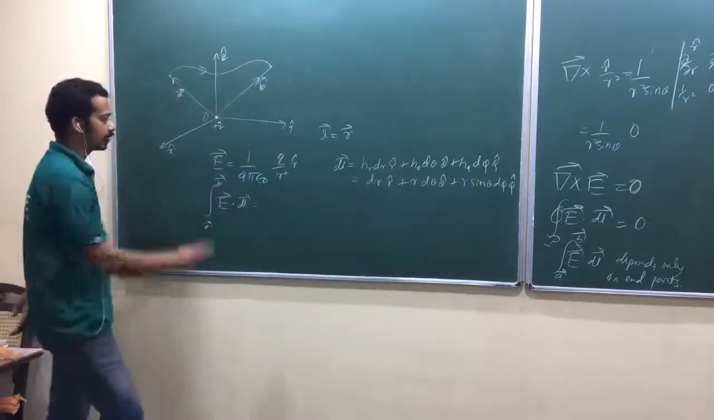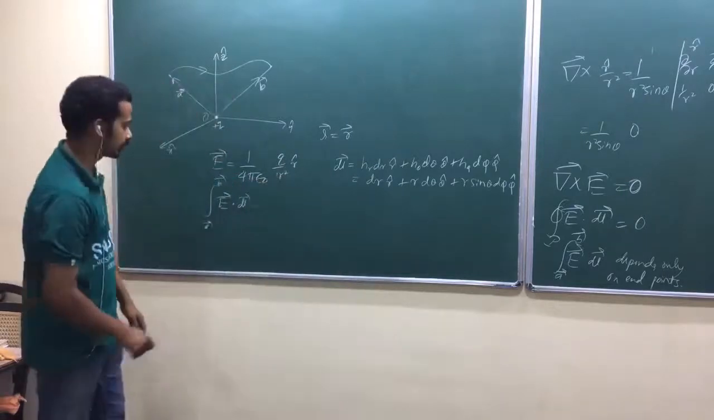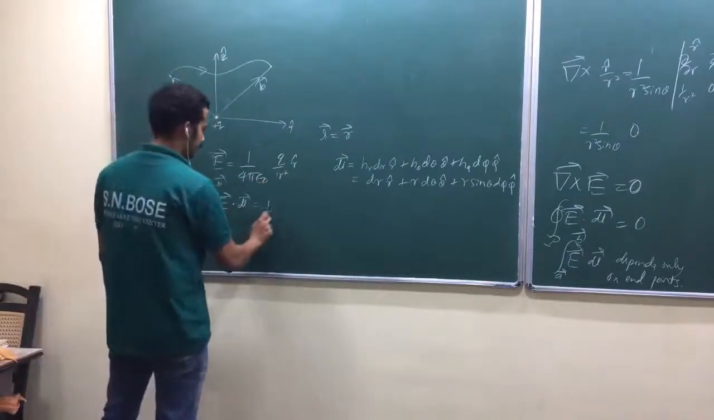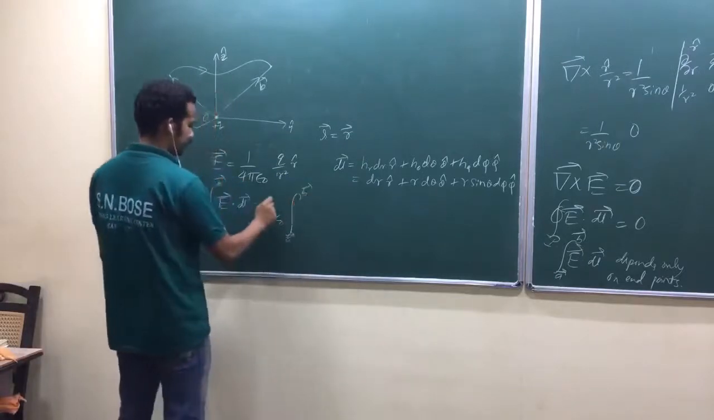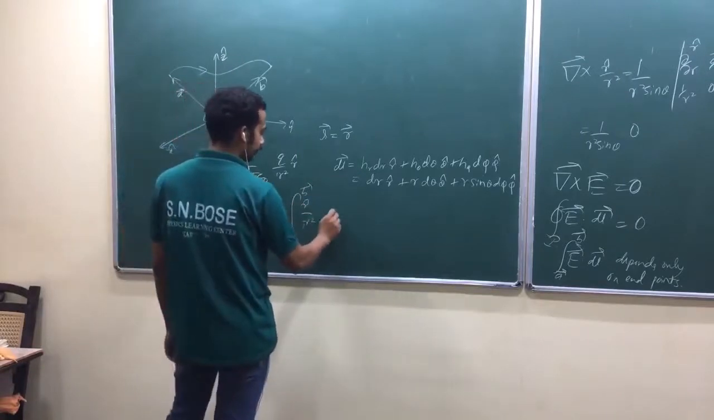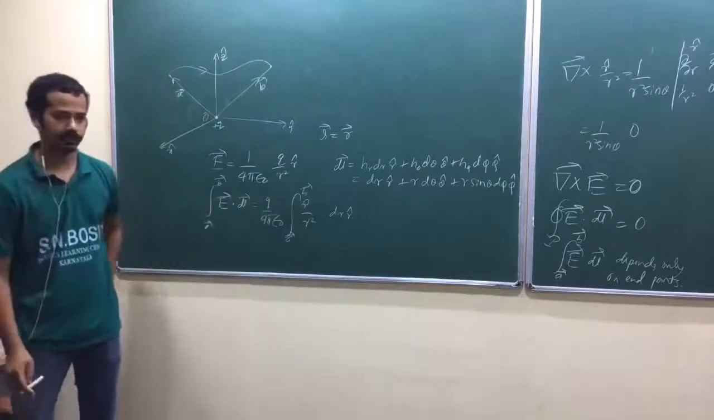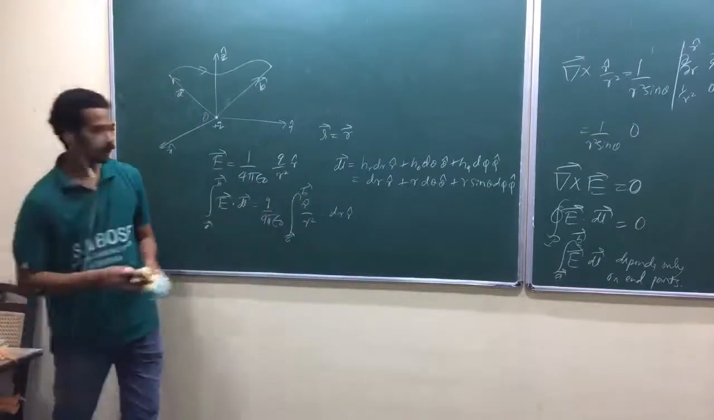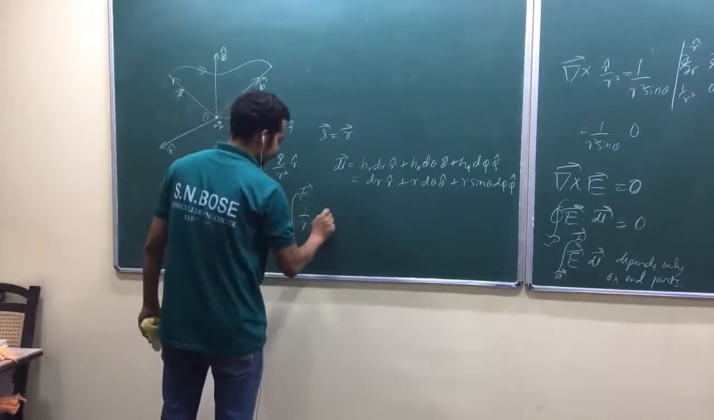So now if I take the dot product between these two, only r cap components will remain, isn't it? Can I write the step directly? 1 by 4 pi epsilon naught, integral A to B, q also outside, r cap by r square dot product with dr r cap, am I right? r cap dot r cap, other dot products vanish. Okay, let me write it directly. So that is 1 by r square, 1 by r square dr.